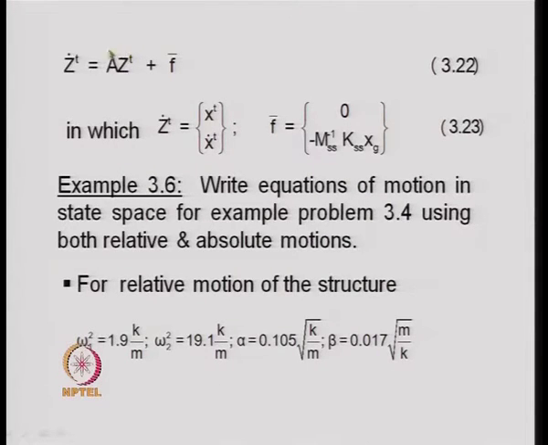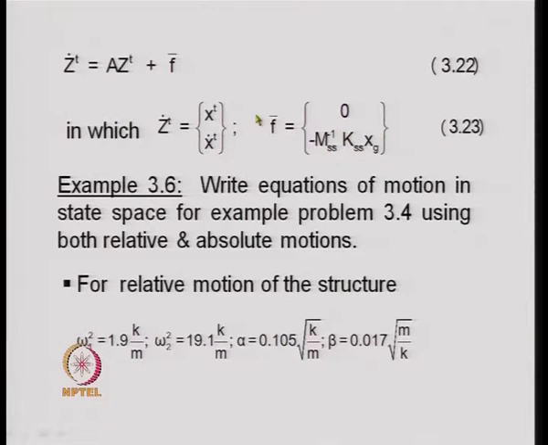If we wish to write down the second order differential equation in terms of total displacement as a set of first order differential equations, or in terms of the state space formulation, then the A matrix remains the same. The only thing that changes is the F bar. Here we see that our F bar becomes equal to minus MSS inverse KSG. This will not be KSS, this will be KSG into XG.